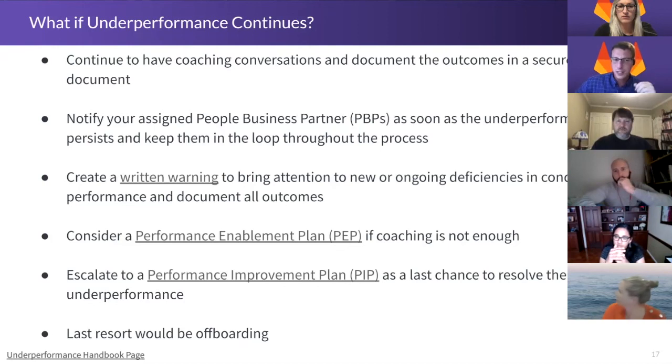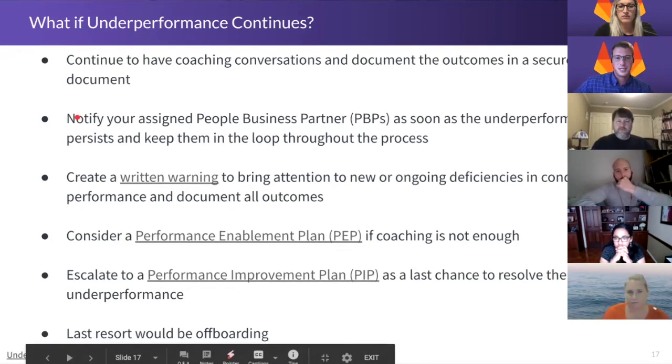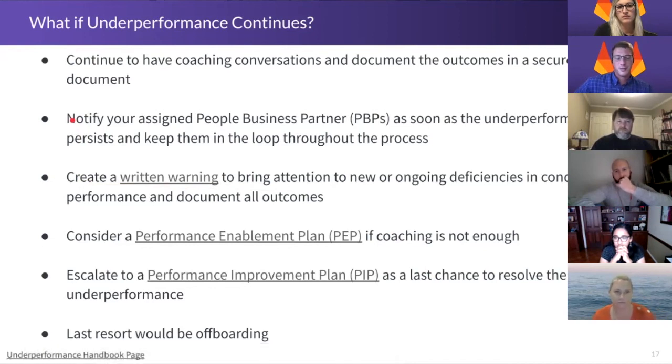It's also really important to notify your people business partner as soon as the underperformance persists and keep them in the loop throughout the process. I know we have some PBPs on this call, so it'll be great to hear their perspective as well. If you need to escalate, it's important to create a written warning to bring attention to new or ongoing deficiencies in conduct. And then from there, consider a personal enablement plan if coaching and the written warning are not enough.